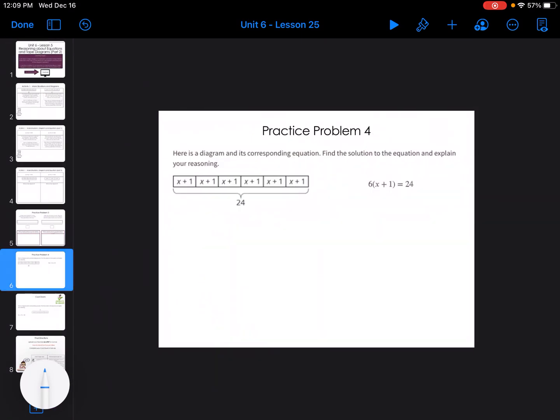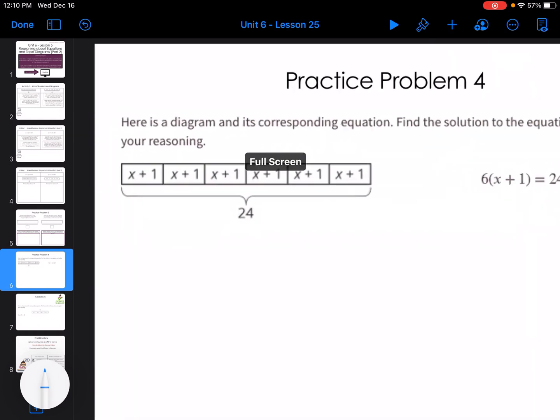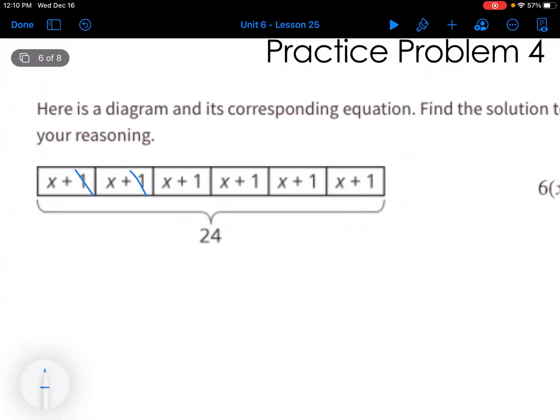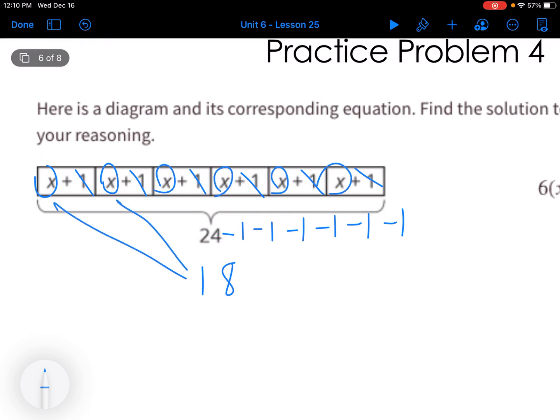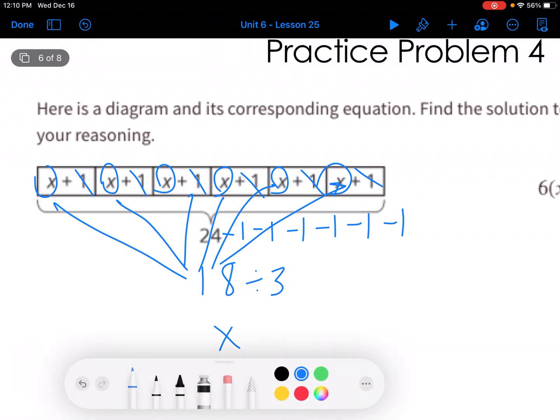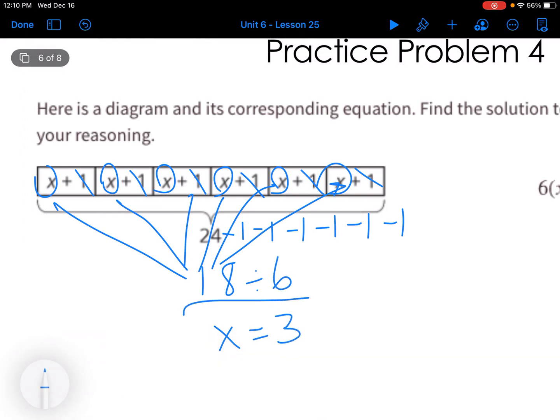Last one, here's your diagram and corresponding equation. Find the solution. Okay, so I'm going to start with the tape diagram first. So that's 1, 2, 3, 4, 5, 6. So that leaves me with 18, and I have 1, 2, 3, 4, 5, 6 x's. So I have to split that 18 into 6 groups. So 18 divided by, not divided by 3, divided by 6, crazy me. And I find out each x has to be worth 3.